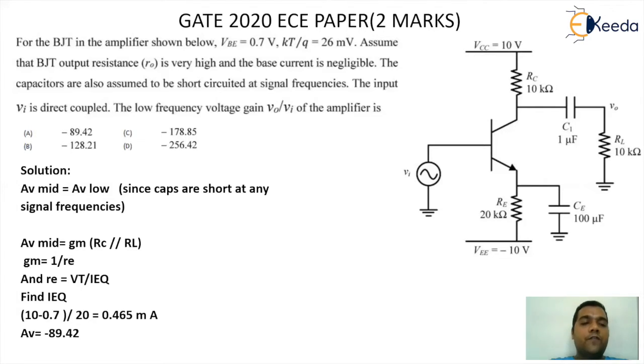So if you observe carefully, the AV mid formula which mentions Gm of Rc parallel RL, that is the magnitude gain. The actual gain is going to be minus of Gm Rc parallel RL. So when I see the minus sign, it implies that common emitter is an inverting amplifier. So the final answer is minus 89.42. That is our option A.